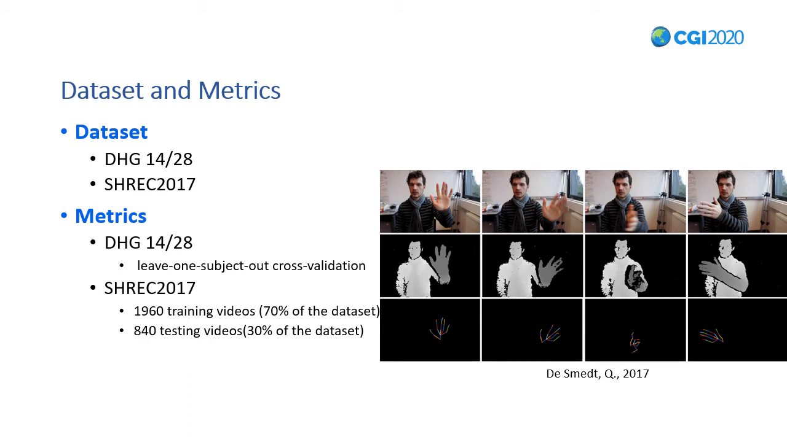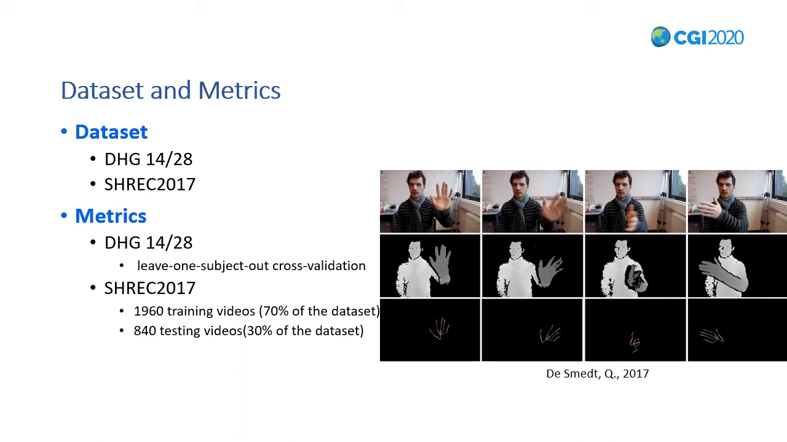In our experiment, we used the DHG dataset and the SHREC 2017 dataset to evaluate our method. Compared with the DHG dataset that labels keyframes for videos, the SHREC dataset only contains raw videos captured by the camera, which makes it more difficult for hand gesture recognition. To evaluate the performance of our method, we used 2 standard metrics.